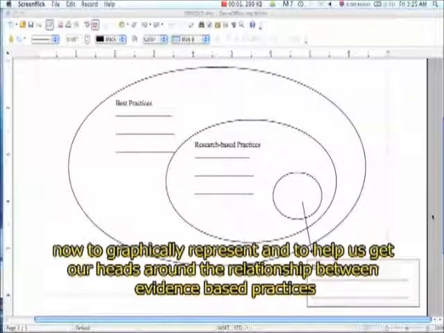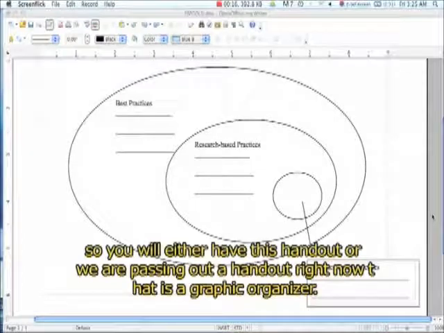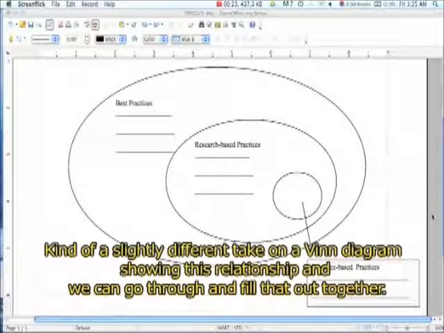Now, to graphically represent and to help us get our heads around the relationship between evidence-based practices, research-based practices, and best practice, we're going to use what they call a graphic organizer. And so you'll either have this handout, or they'll be passing out a handout right now that is a graphic organizer, kind of a slightly different take on a Venn diagram showing this relationship. And we can go through and fill that out together.